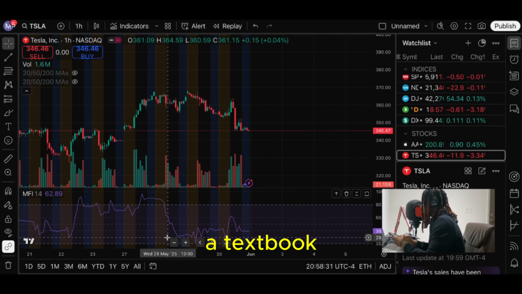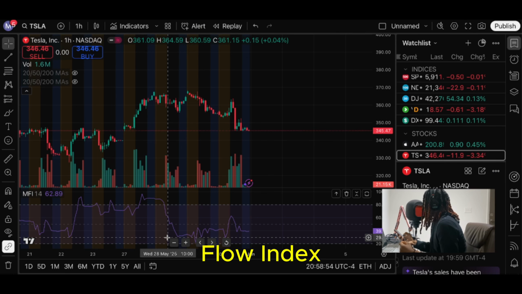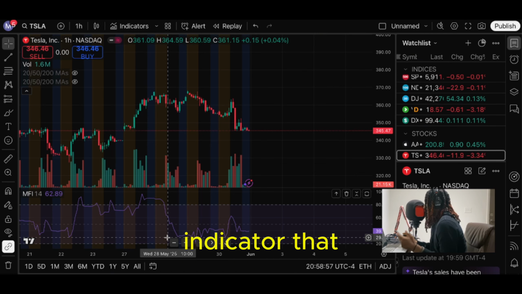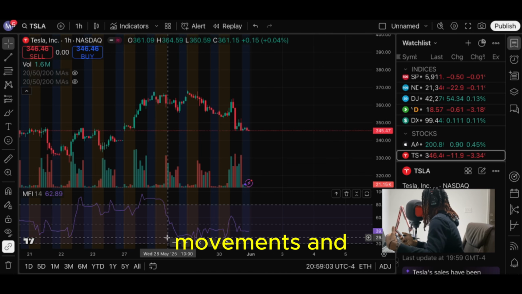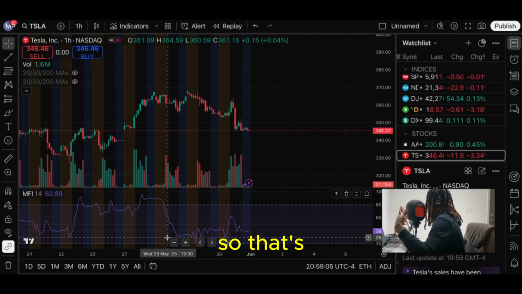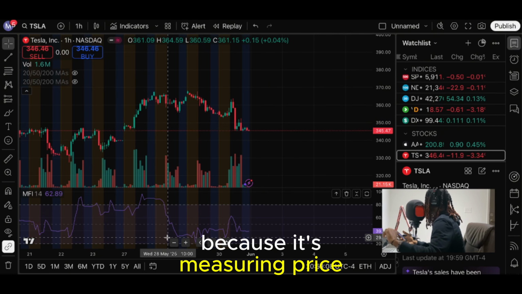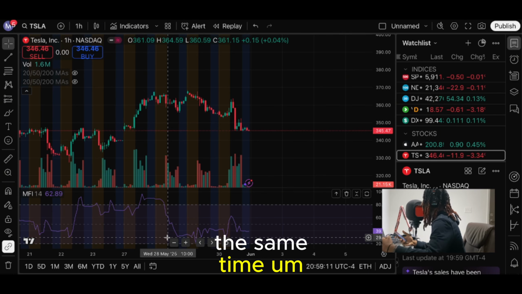Give me a second, I'm gonna give y'all a textbook definition of what the money flow index is, so y'all can get an understanding of what it's actually calculating. Okay, so the money flow index is a technical analysis indicator that measures the strength of money flowing into and out of an asset by analyzing both price movements and trading volume. So that's why this is my favorite indicator, because it's measuring price movement and volume at the same time.